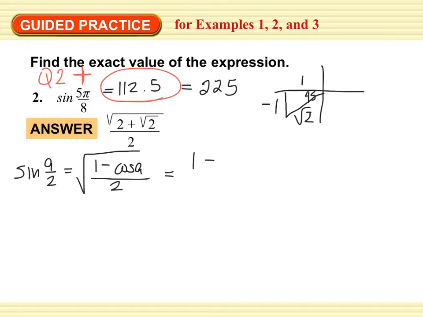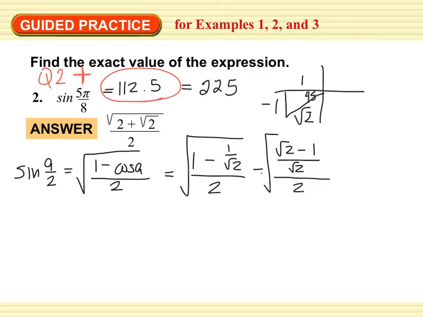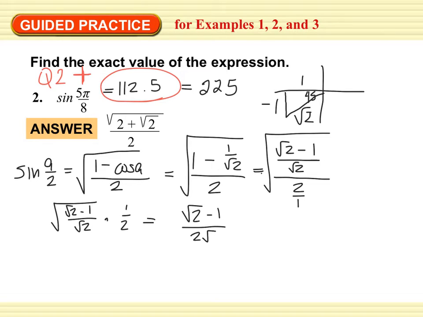1 minus adjacent over hypotenuse, all over 2. Square root 2 minus 1 over square root 2, all over 2. Remember, I'm going to change that into a multiplication problem, not a division problem. I get square root 2 minus 1 over square root 2 times, this would be over 1, 1/2. Square root 2 minus 1 over 2 root 2.